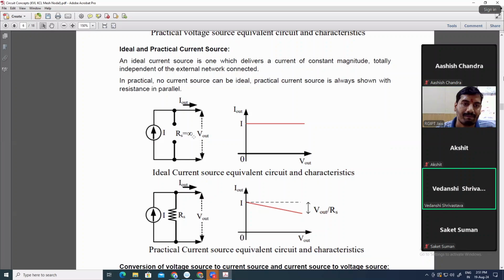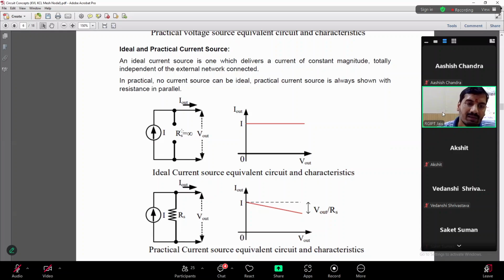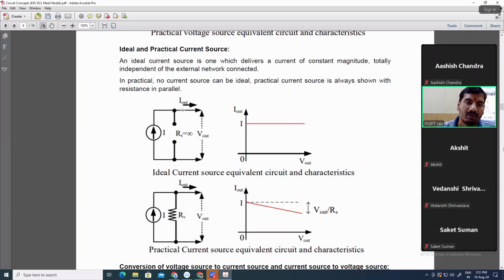So that the current can flow 100%. So that the current in the output can be delivered maximum. Means there should not be any current drop in this resistance.